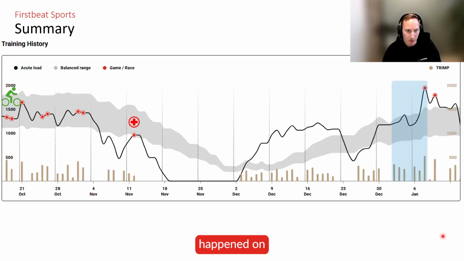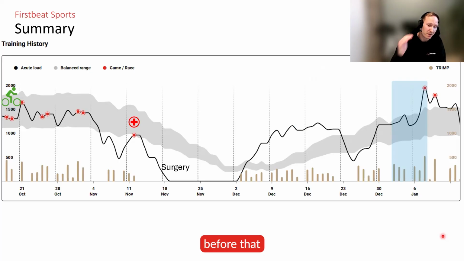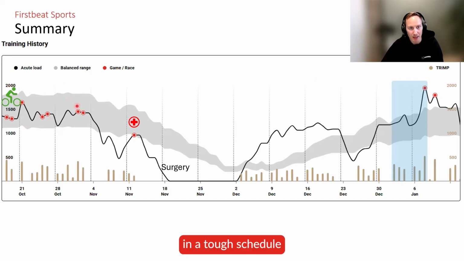Then the injury happened on the 11th of November. The player had to undergo surgery. The training load goes down. And actually before that, the training load is on a quite high level because a lot of games are played in a tough schedule.